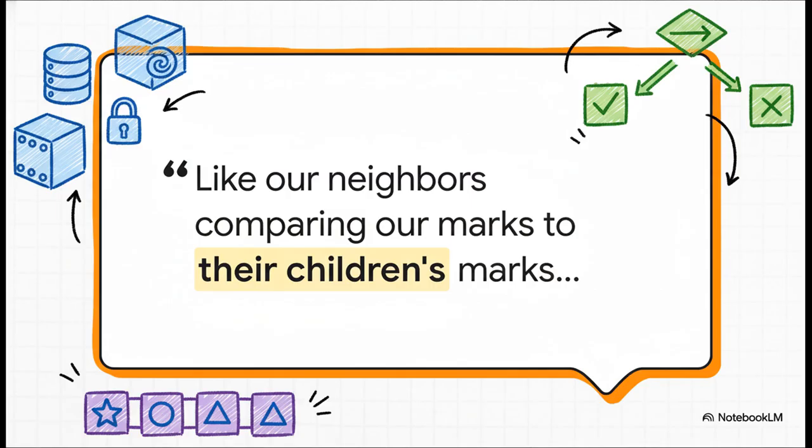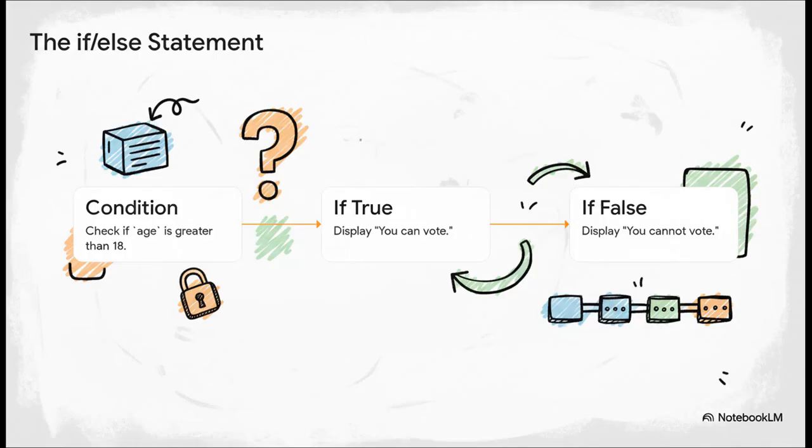I love this analogy from the source material. It's kind of like when neighbors compare their kids' test scores. Is my score greater than your score? Is it less than yours? Or are they exactly equal? That's precisely what our code does. It uses these things called comparison operators to check two values and see if a statement is true or false. So what do we do with that true or false answer?